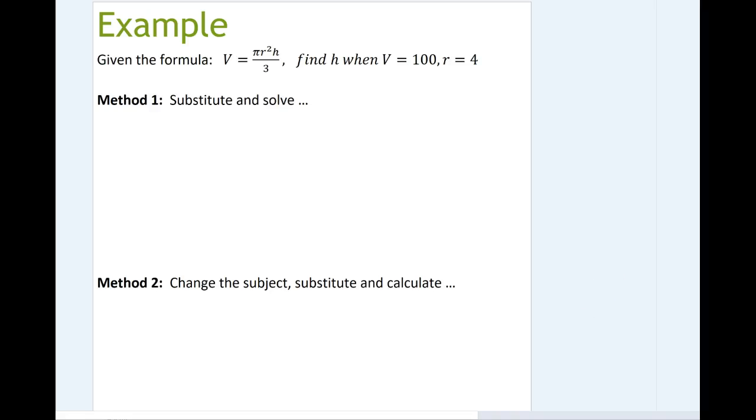Here we have a formula, quite a complex looking formula, and some values. And we've got to work out what h is. Now there's two techniques we can employ to solve these questions.